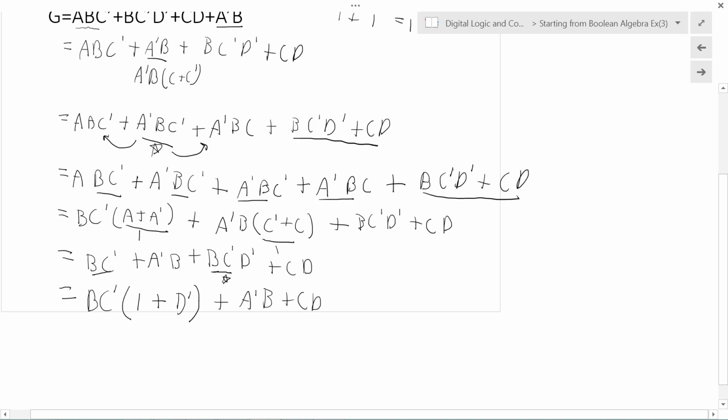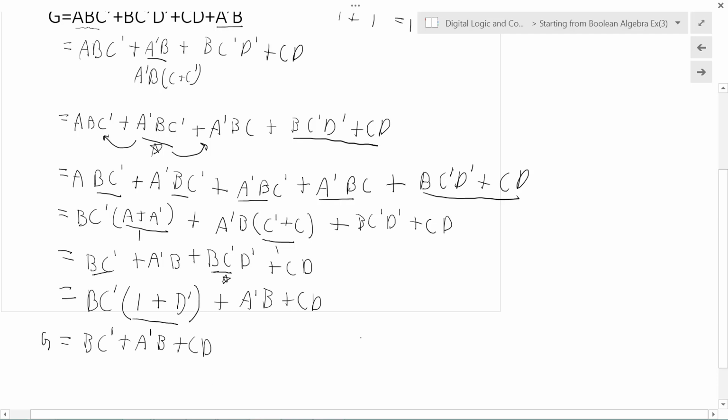Now, 1 ORed with anything is always equal to 1, so we can get our final simplified formula equals B C prime or A prime B or C D. Like so.